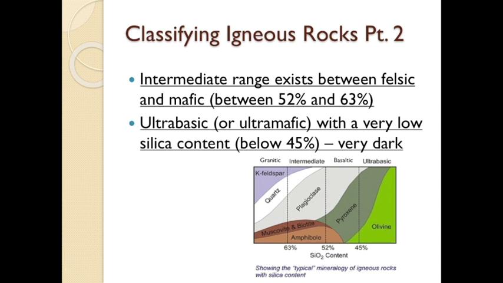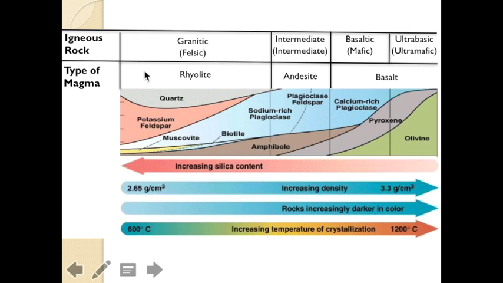So if you take a look, this table kind of brings it all together, your four main classifications of igneous rocks, and then these form from the different types of magma that we learned in the last section: rhyolite, andesite, and basalt. And then you can even see the increasing silica content. You can see as you go from felsic to ultrabasic, the amount of silica decreases, and then also as a result, the rocks are going to become increasingly darker in color.